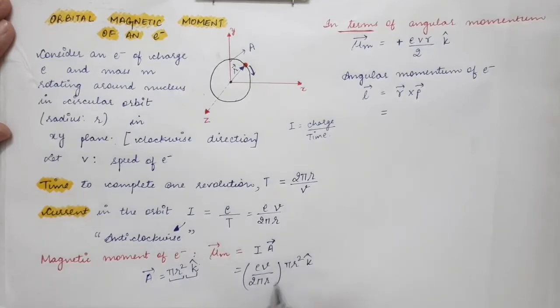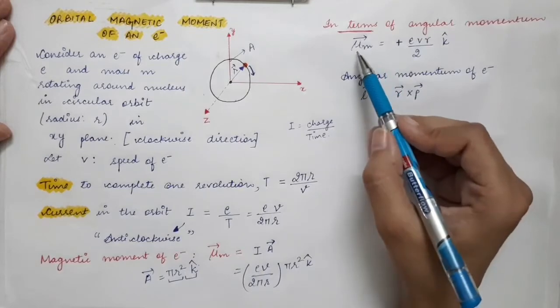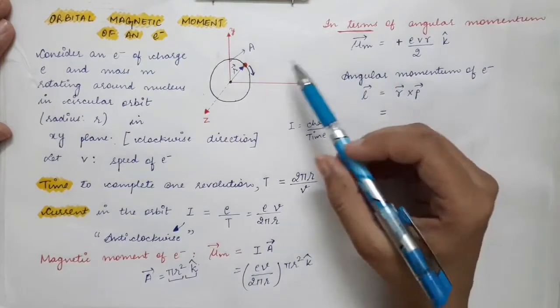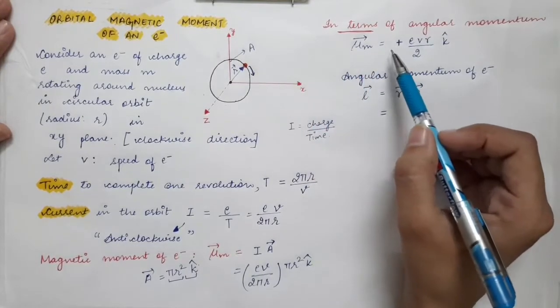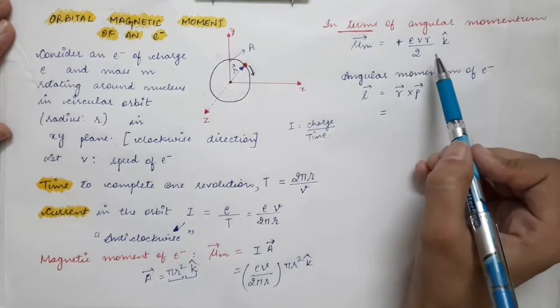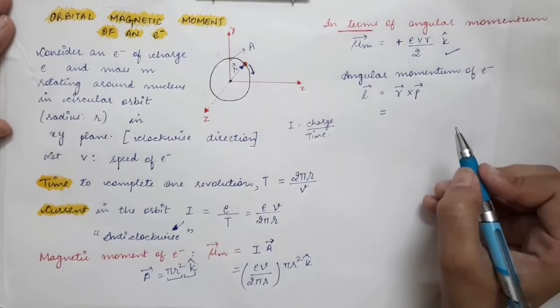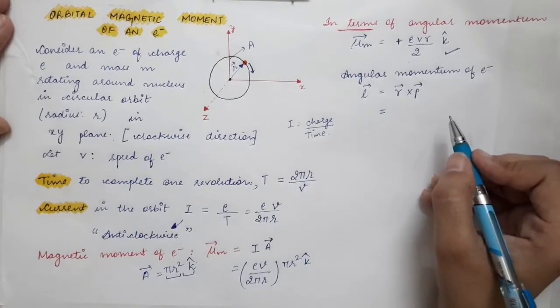When you simplify it, you will get mu m vector, which is the magnetic dipole moment of this electron, that will come out to be EVR divided by 2 times k cap. So this is the expression that we have got for the orbital magnetic moment of the electron.